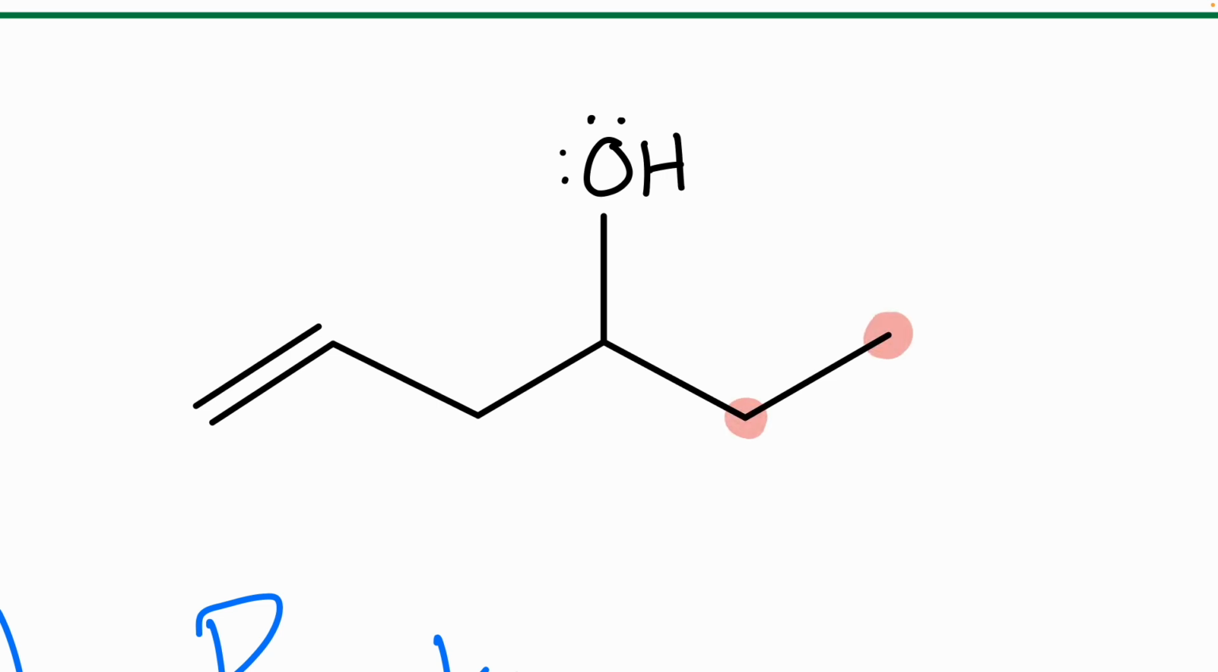Okay, 1, 2, 3, 4, 5, 6 carbons. If I can number from left to right, or from right to left. And which one of these numbering schemes am I going to pick, red or blue? Red. I'm going to only look at that highest priority functional group in order to build my name here.